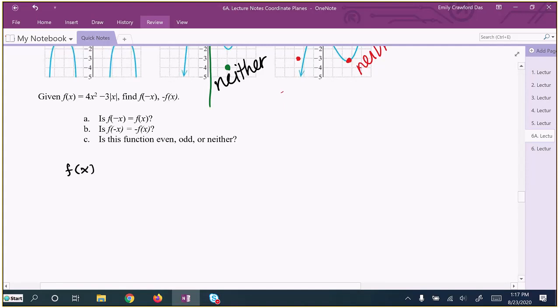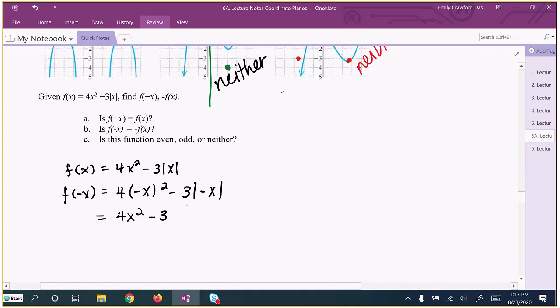So we know that f of x is 4x squared minus 3 absolute value of x. For f of negative x, I just replace x by negative x everywhere in the function. But I know that x squared and negative x squared are the same thing. That's 4x squared, because negative x times negative x, the negatives cancel and give me positive. Also, I know that the absolute value just gives me back the positive part, so absolute value of negative x is just absolute value of x.